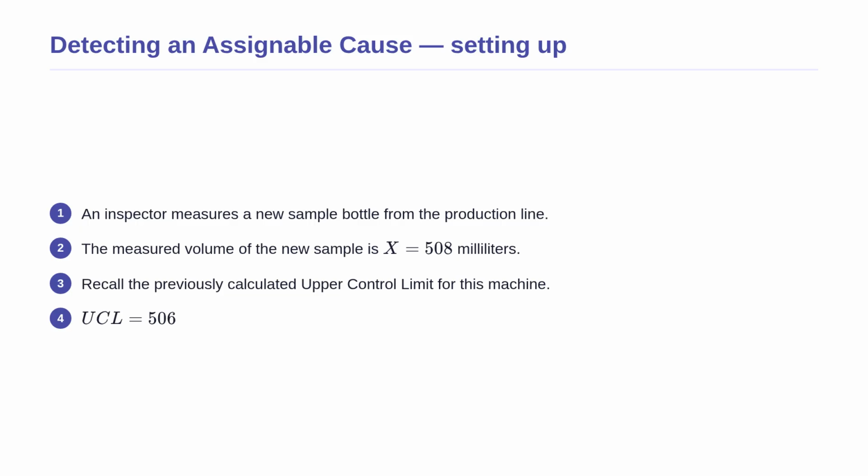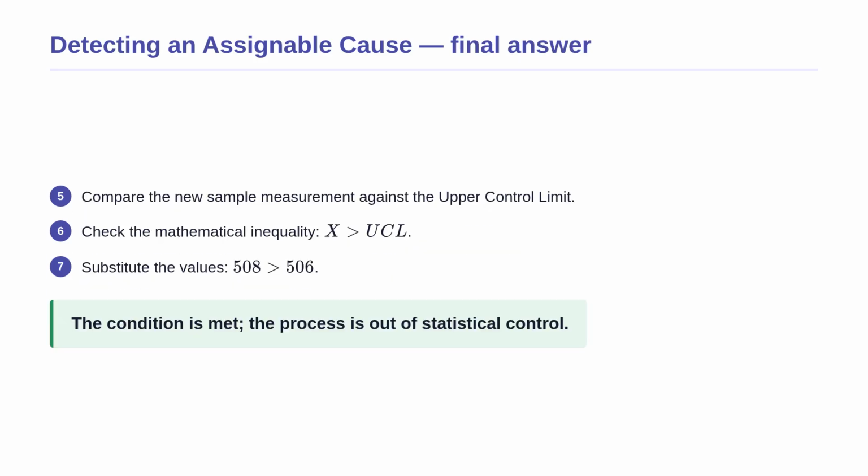We assign the variable x to a measured value of 508. We then recall our previously calculated upper control limit, which was mathematically established at 506 milliliters. Continuing our inspection, we must mathematically compare our new sample against the established boundaries. We place the two values side by side to test the condition.